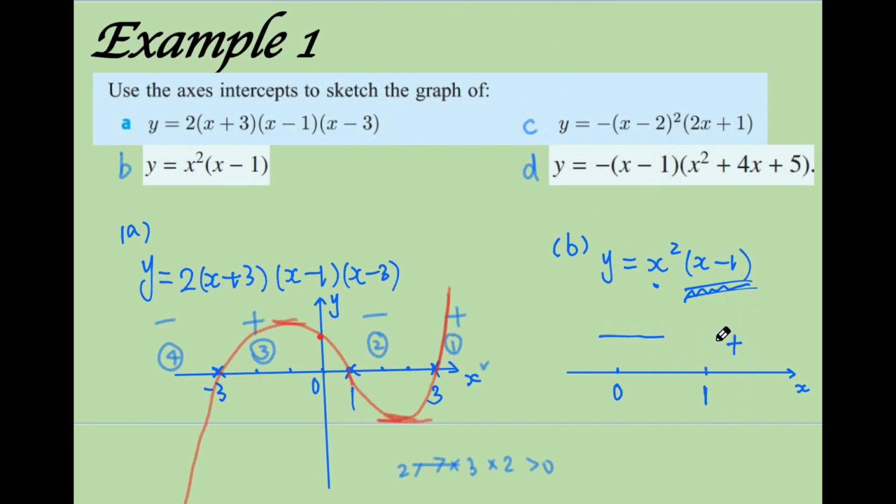Therefore, we are going to use the sign, and the graph cuts the x-axis at 1, and then at some point it becomes 0 at x equals 0, but it does not change sign. It is still negative, underneath the x-axis. Here we can see there are 2 turning points.